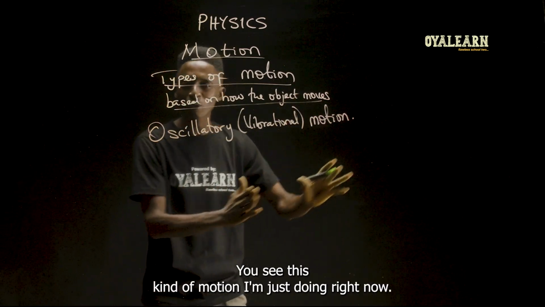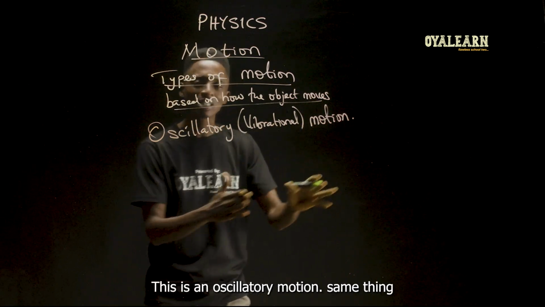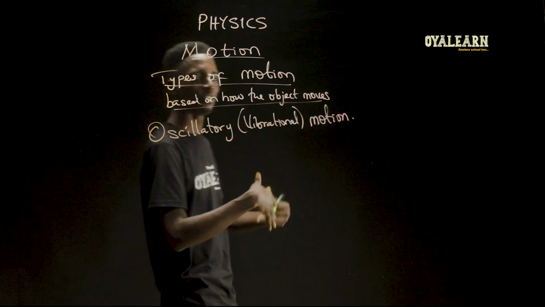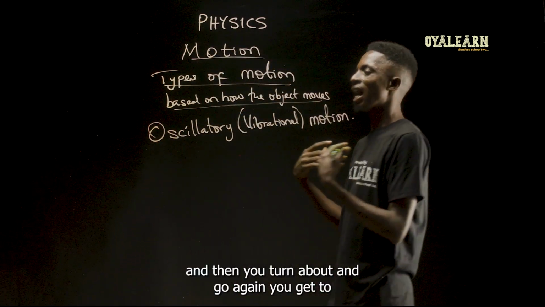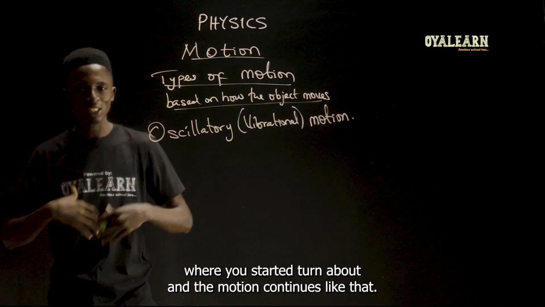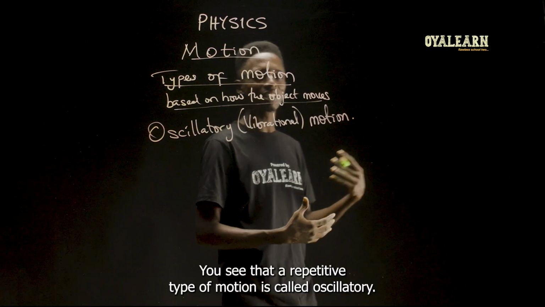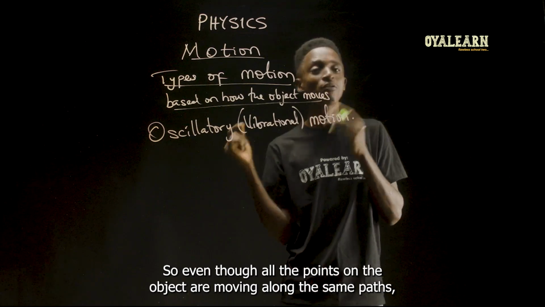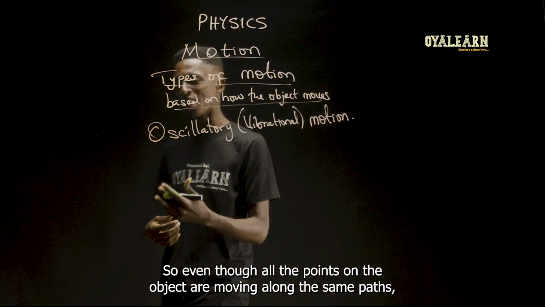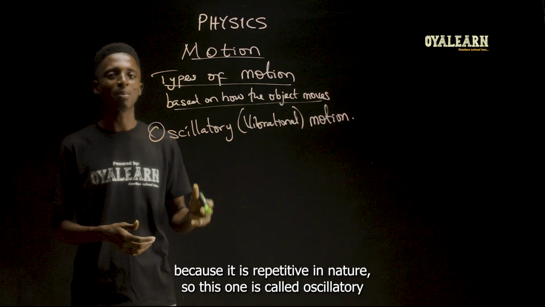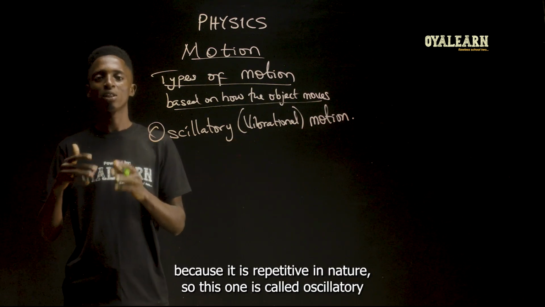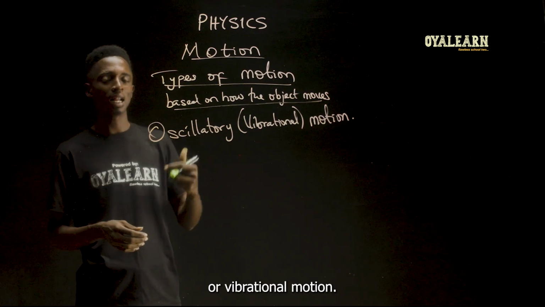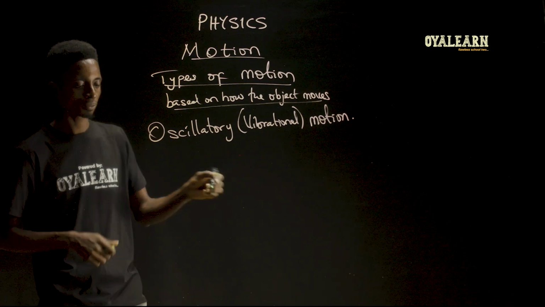You see this kind of motion I'm just doing right now? This is an oscillatory motion. The same thing that happens when you pace about the room. When you move, and then you turn about and go again, get to where you started, turn about, and the motion continues like that. You see, that repetitive type of motion is called oscillatory. So even though all the points on the object are moving along the same path, it is not translational because it is repetitive in nature. So this one is called oscillatory or vibrational motion. Let's put this in writing.